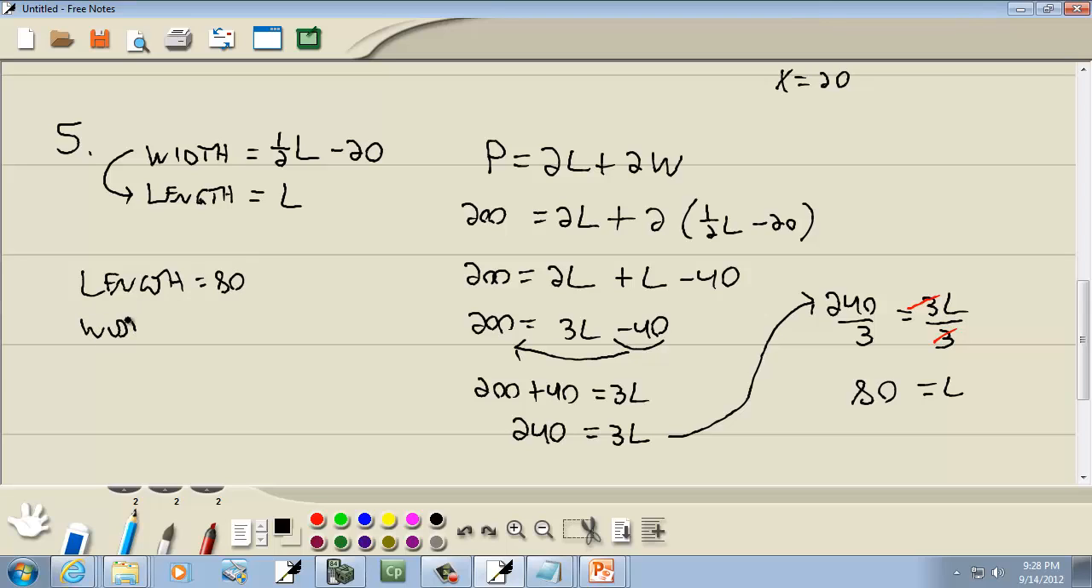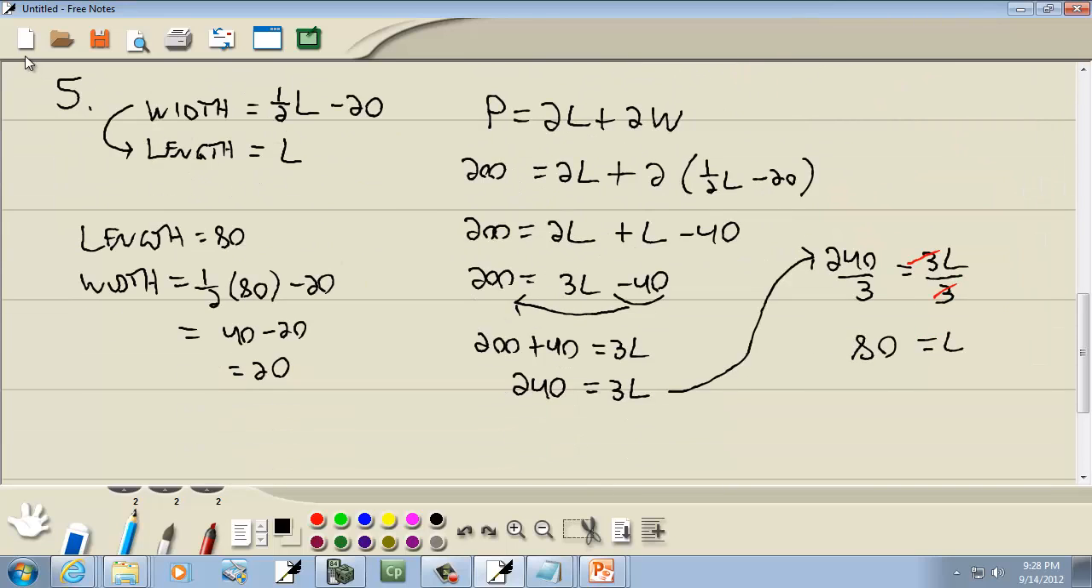Now our width, that's 1/2 times our length minus 20. This time I'm going to go ahead, since we know what L is, it's 80, and I'll plug it in here. Well, 1/2 times 80 gives us 40, and 40 minus 20 gives us 20. So our length is 80, and our width is 20. And those would be our answers.